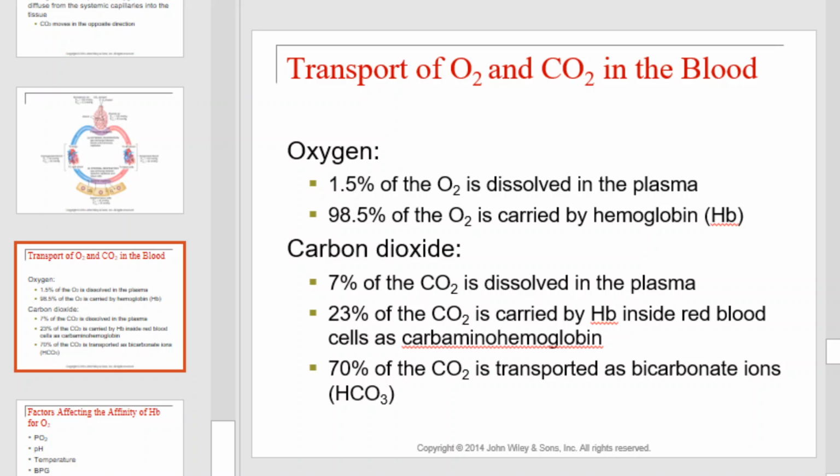The transport of oxygen and carbon dioxide in the blood. 1.5% of the oxygen that is transported in our blood is dissolved in plasma, while 98.5% is carried by hemoglobin. 7% of the carbon dioxide that's transported in our blood is dissolved in the plasma, while 23% of the carbon dioxide is carried by hemoglobin inside red blood cells as carbamino hemoglobin. 70% of the CO2 is transported as bicarbonate ions, or HCO3.